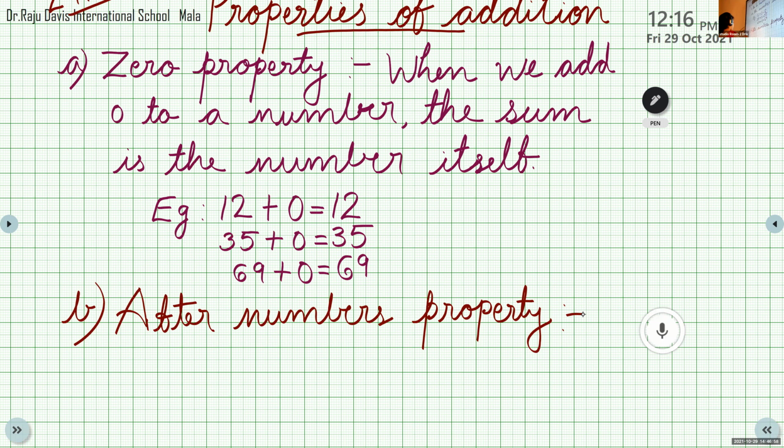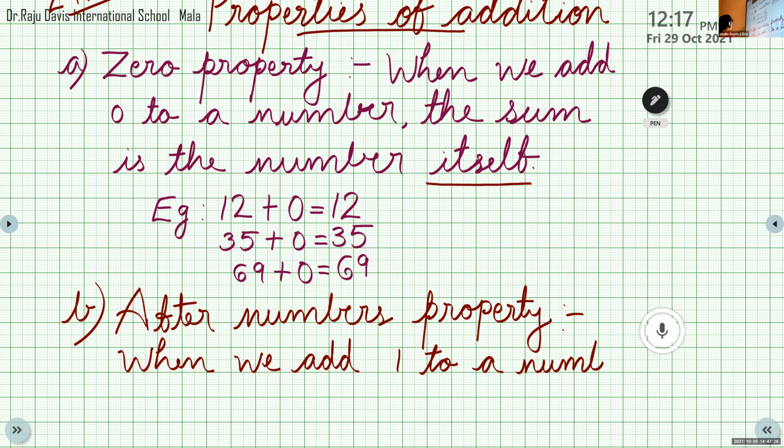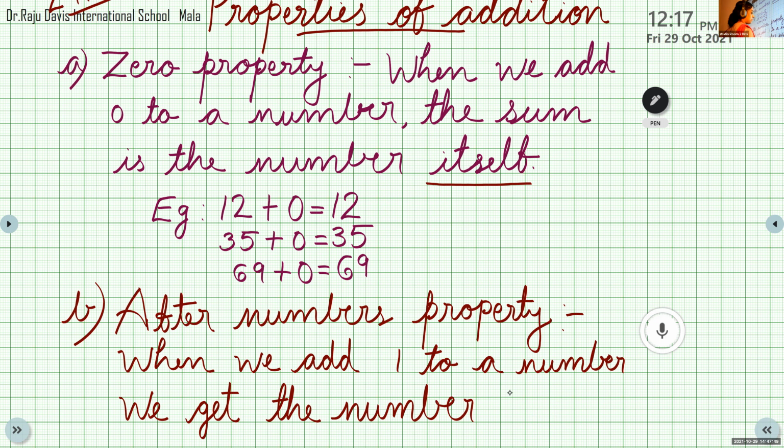And what is that? When we add 1 to a number, we get the number just after it.